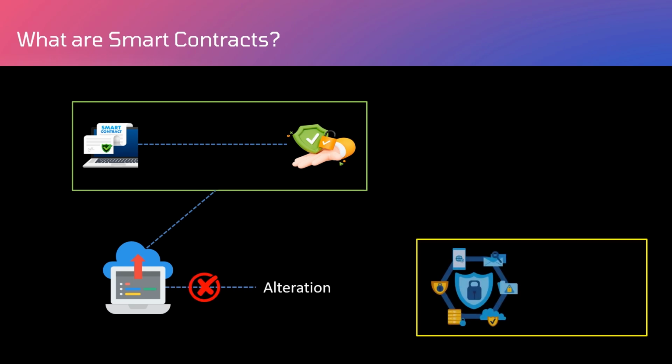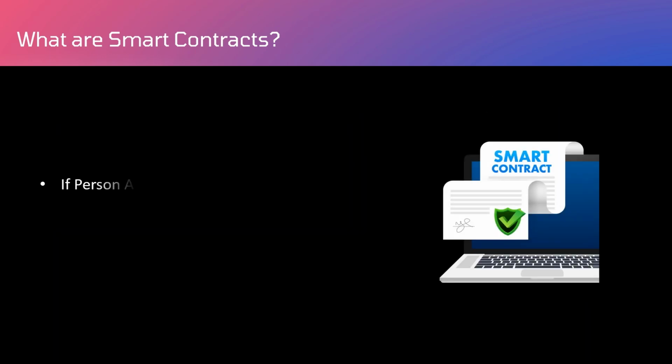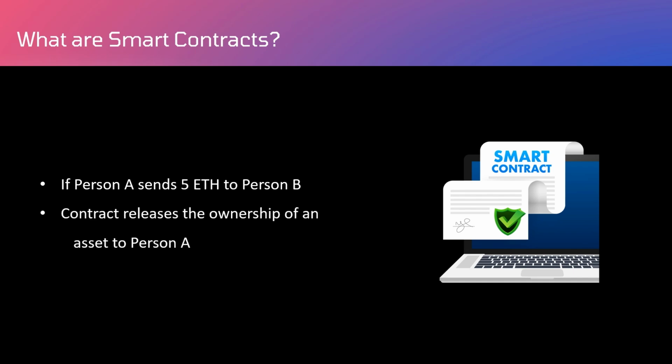This makes them highly secure and transparent, as the entire network execution is visible to all the participants in the network. In simple terms, a smart contract is like a digital if-then statement. For example, if person A sends 5 ethers to person B, then the contract releases the ownership of an asset to person A. Let's see how a smart contract works. Smart contracts work by following pre-programmed rules and conditions which are written in the contract code. When the conditions are met, the contract executes itself automatically. Here's a step-by-step breakdown of how smart contracts operate.